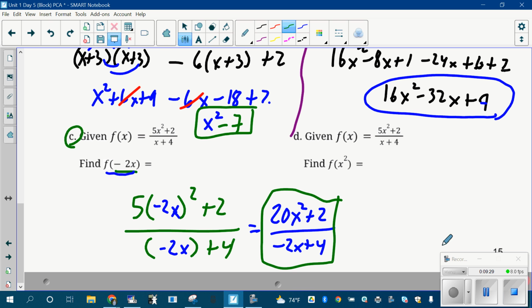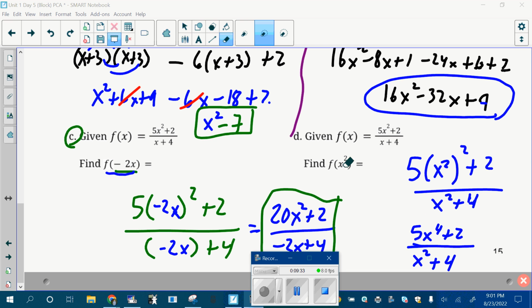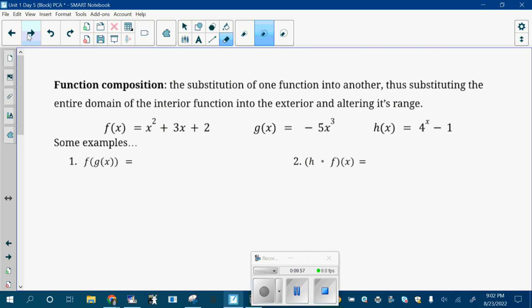Pause. Try B, please. Okay. I'm sticking x squared in the place of my x. So I'm doing 5 times x squared, squared, plus 2 divided by x squared plus 4. Remember, when you raise an exponent to a power, you multiply the exponents. So it's 5x to the 4th plus 2 divided by x squared plus 4. Cool. Okay, let's move on.